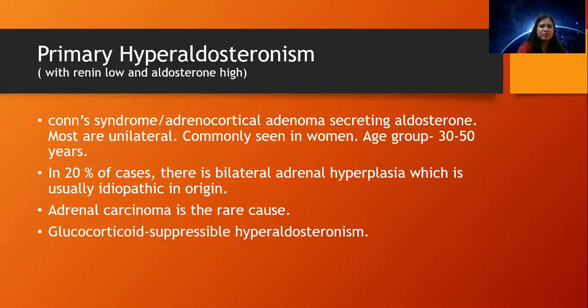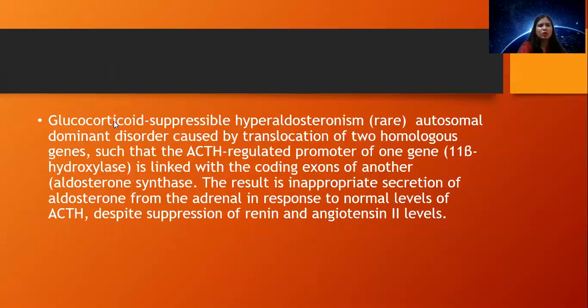Another cause of primary hyperaldosteronism is glucocorticoid suppressible hyperaldosteronism, which is a genetic cause. It is a rare autosomal dominant disorder caused by translocation of two homologous genes, such that the ACTH regulated promoter of one gene, 11-beta hydroxylase, is linked with the coding exons of another, aldosterone synthase. So these both get linked, and the result is inappropriate secretion of aldosterone from the adrenals in response to normal levels of ACTH despite suppression of renin and angiotensin 2 levels. The aldosterone is high.